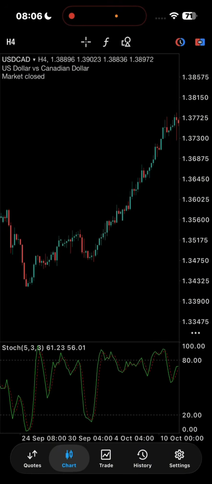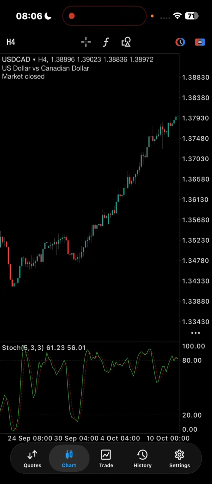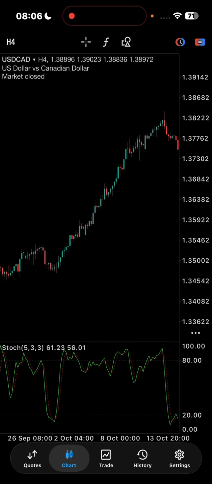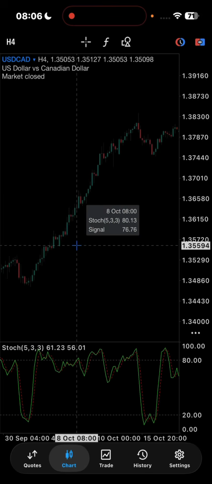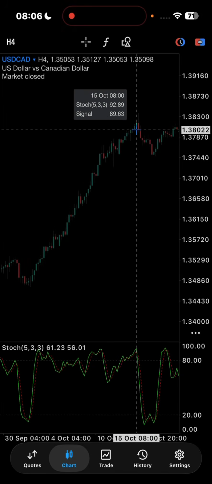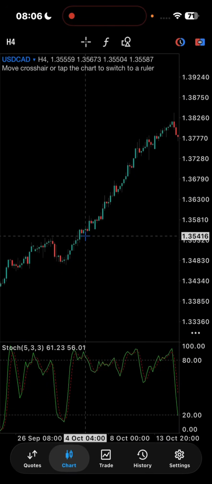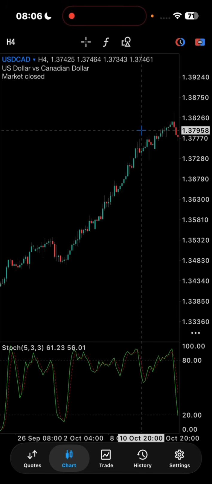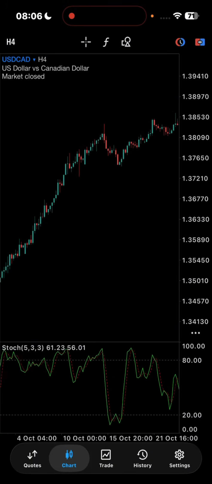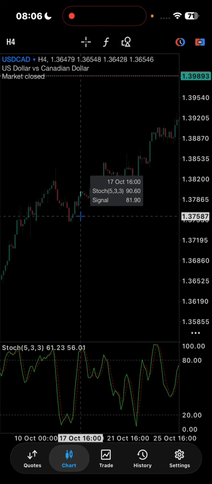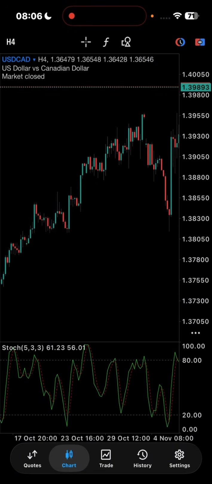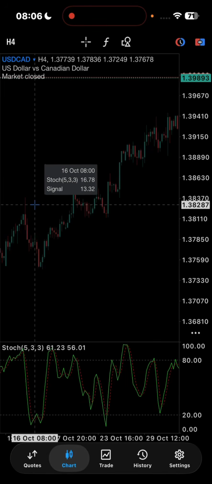Now I'm going to start analyzing the USD CAD pair from here. The reason why I'm starting from here is because we have a very strong buy momentum right here. So, breaking this high, this is our structural low. Markets went up, dropped here, and continued going to the upside.